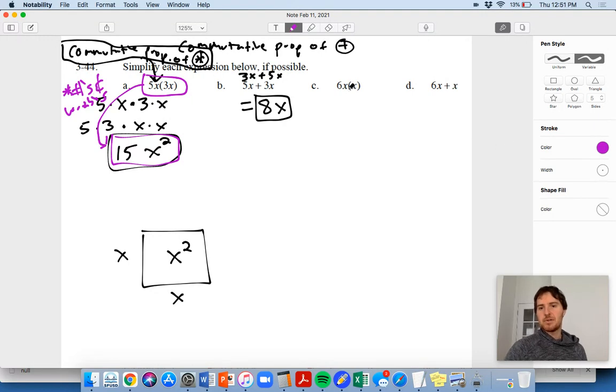Let's look at this one. This one's pretty easy then if we think about it this way. Well, this would just be 6 times x times x. 6 isn't multiplying to anything. There's no other ones there, okay? Or there's an invisible one there, but 6 times 1 would just be 6, so we don't care about that. So here we just got 6 times x, and that's just 6x squared, okay?